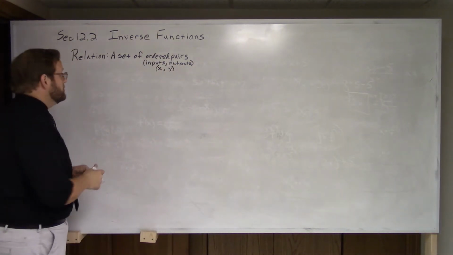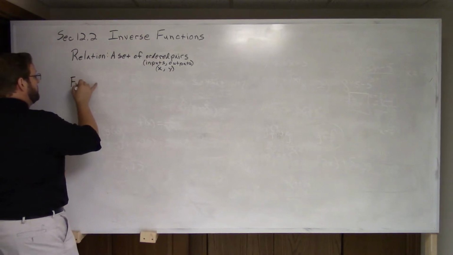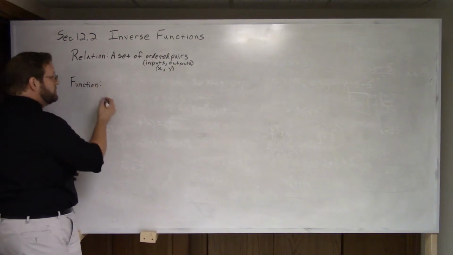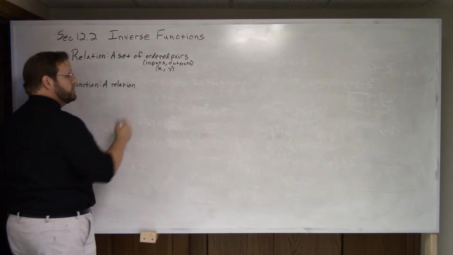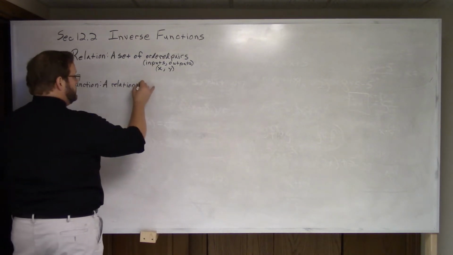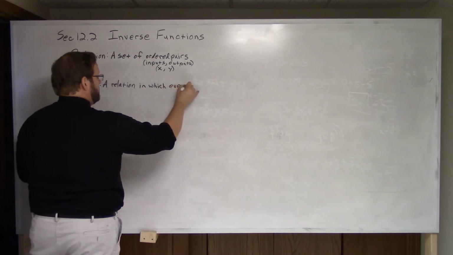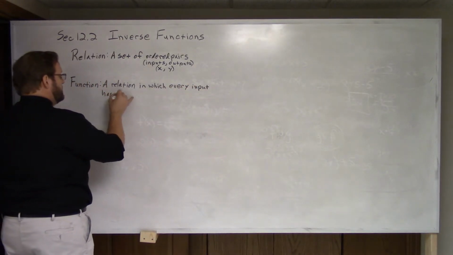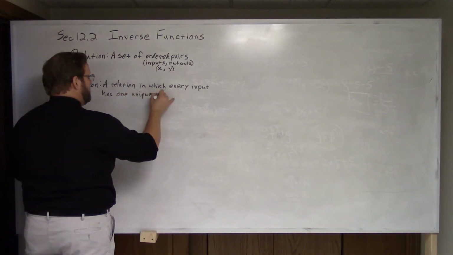Okay, so function then. A function is first and foremost a relation. So it's a set of ordered pairs in which every input has one unique output.